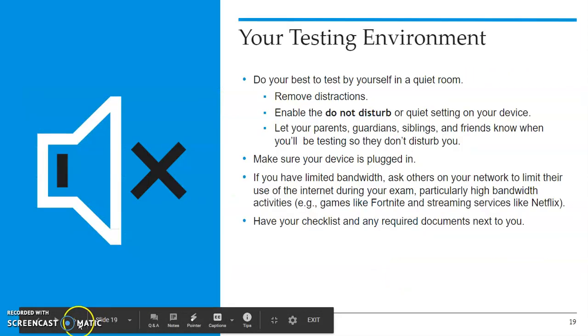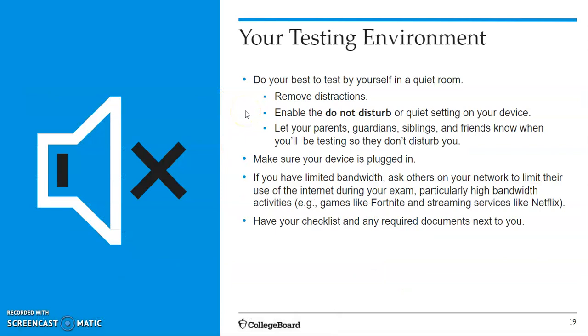Next, your testing environment. Do your best to test by yourself in a quiet room. Please remove all distractions. Enable the do not disturb or quiet setting on your device, like your phone. Let your parents, guardians, siblings, and friends know you'll be testing so they don't disturb you. You can't start the test, pause it, and come back. No, you have the time that you have.